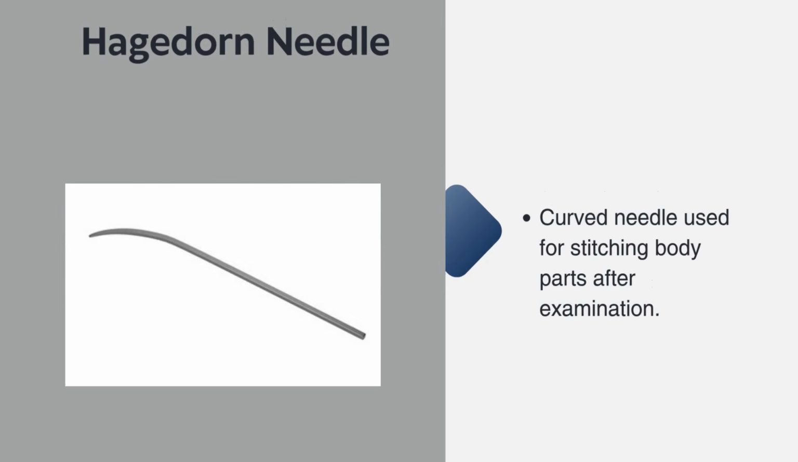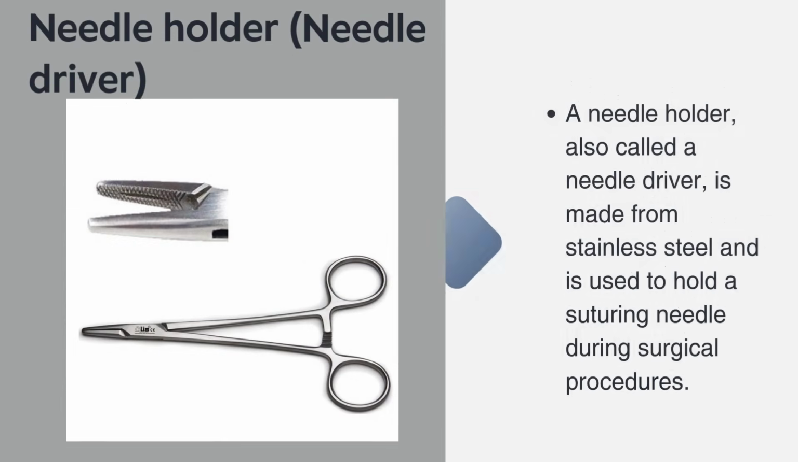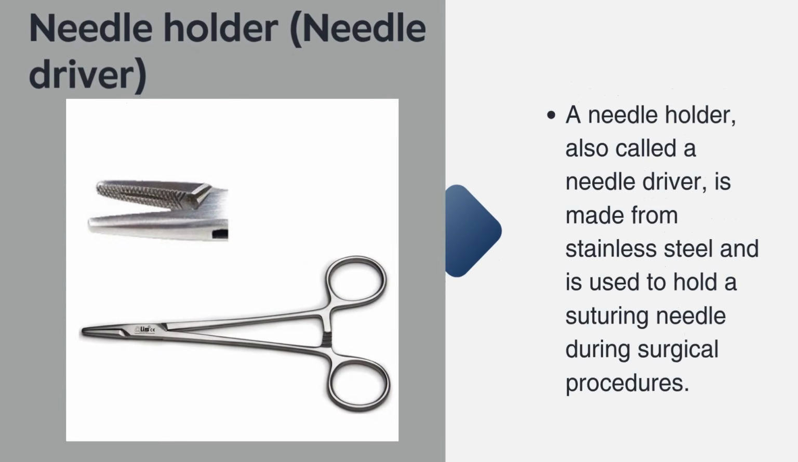So the first one is Hagedorn needle, and it is a curved, heavy-duty surgical needle that is used during autopsies for closing incisions, especially after the thoracic or abdominal cavity has been examined. And now comes needle holder, or it's also called needle driver, and it is a clamp-like instrument that securely holds the needle while suturing, and it provides better grip and control, especially through tough post-mortem tissue. And don't mix it with other intestinal clamps or scissors because it contains a cavity for holding the needle, as you can see from the picture.